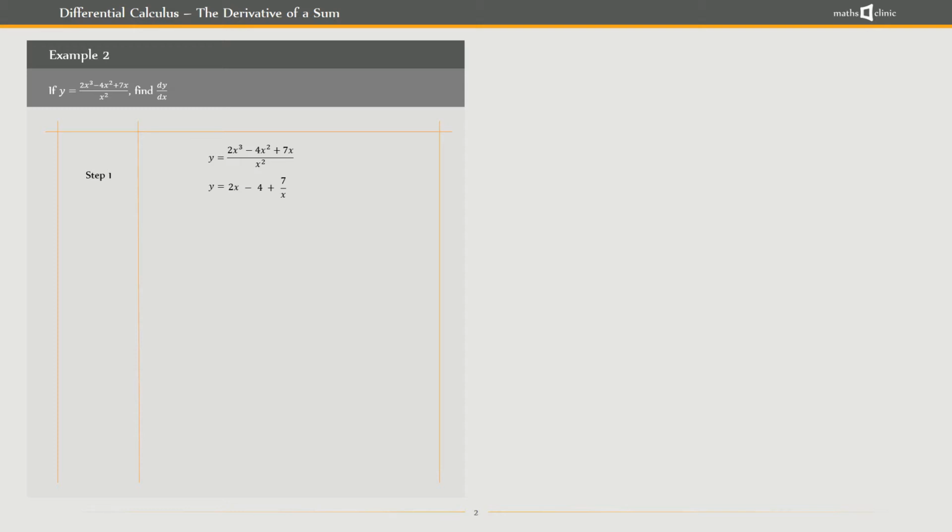Okay, so now you have a sum. You've taken out the quotient there, and you can then go ahead and say y equals 2x minus 4 plus 7x to the power of minus 1. I don't want that fraction there. I want it written as 7x to the power of minus 1, so it makes differentiating that a lot easier. Then step 2: y equals 2x minus 4 plus 7x to the power of minus 1.